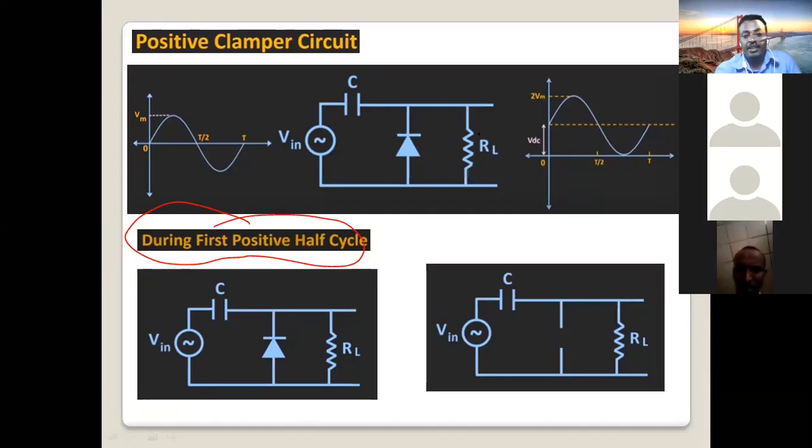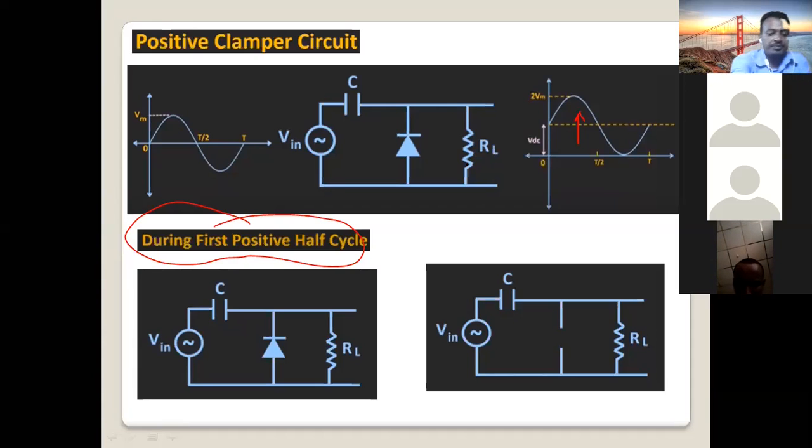What will happen? This signal is shifted upward, because we are designing, we are constructing here a positive clamper. So Vm becomes 2 Vm. Here minus Vm becomes now 0, because the whole signal is shifted upward by Vm value, using this simple clamper circuit. It consists of capacitor, diode, and resistor.